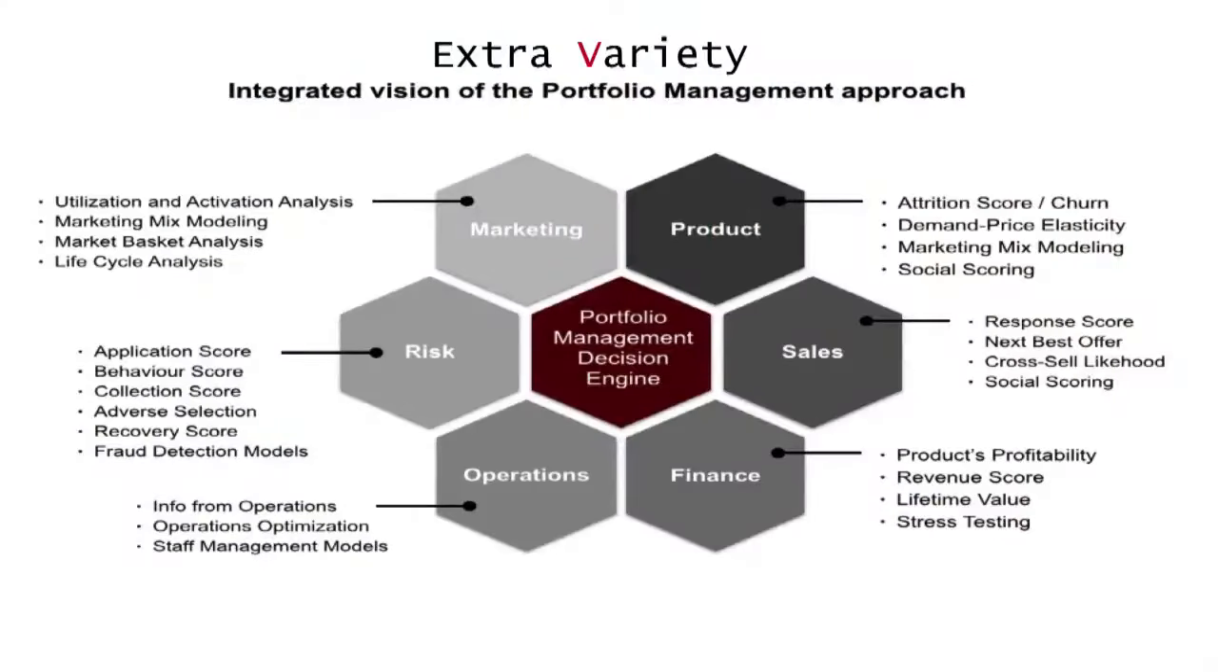The extra variety enables amazing, big examples of applications of models, from attrition score, credit, social scoring, as I mentioned before, response score in sales, product and profitability in finance, info from operations, operation optimizations, application score for risk, behavior score, and marketing mix modeling. In marketing, life cycle analysis to see where you are in your life at this moment.